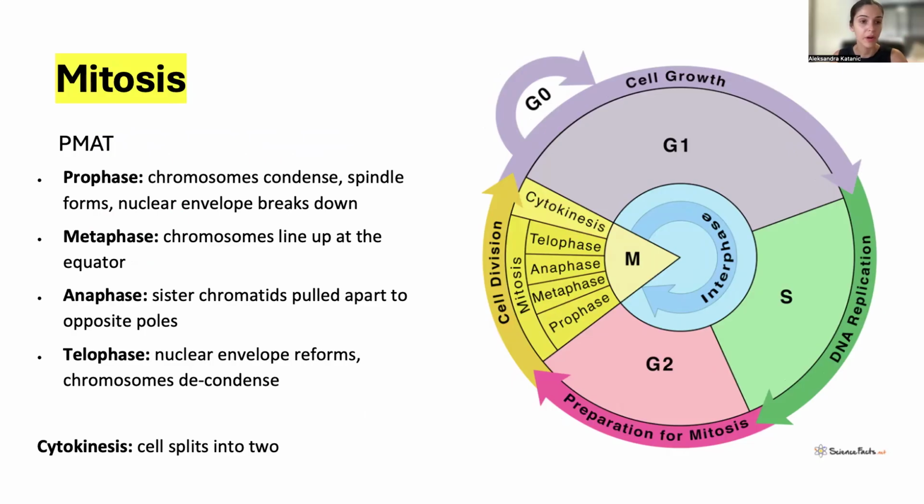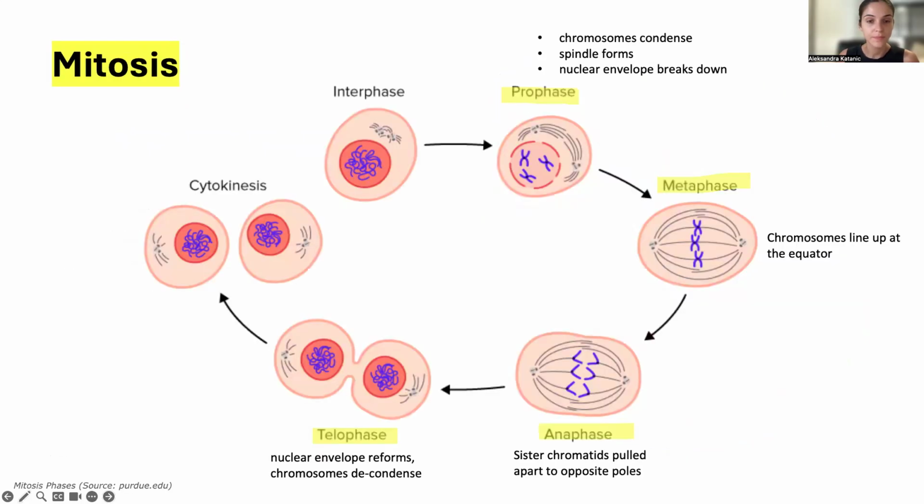A good acronym for memorizing the stages of mitosis is PMET: prophase, metaphase, anaphase, and telophase. I've got some brief descriptions that you can note down of each, but we'll go into a bit more detail in the visual here. In prophase, as you can see, chromosomes condense, the spindle forms, and the nuclear envelope breaks down. In metaphase, the chromosomes line up at the equator, and the equator is the middle of the cell.